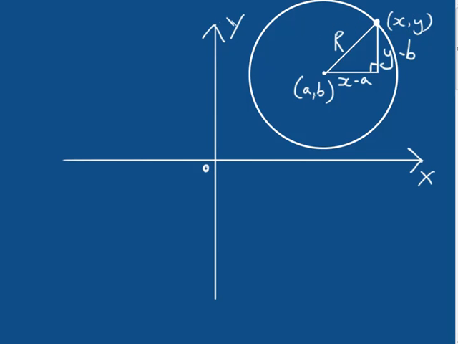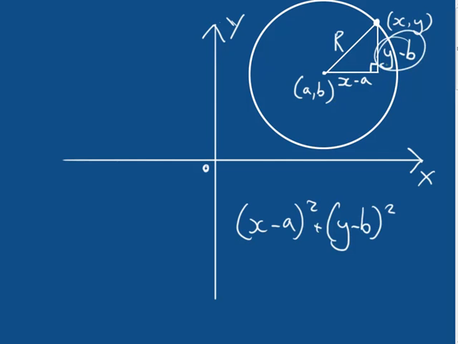We can use Pythagoras' theorem. That is the relationship that defines how these three edges relate to each other. And that's going to give us x minus a squared, i.e. the length of this edge squared, plus y minus b squared, i.e. the length of this edge squared, is equal to our radius squared. And this new equation is in fact the equation for a circle centered about an arbitrary point a, b.